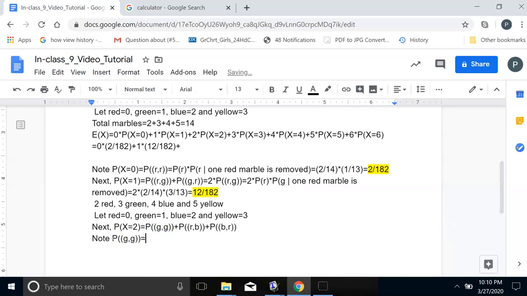So probability of getting green green, we just take this here, the template, paste it. The probability of getting a green on the first one times probability of getting a green on second, given that 1 green is removed. Okay, so probability of getting a green, there's 3 greens, so it'll be 3 out of 14 times, probability of getting a green on the second one, given 1 green's removed, so there's 2 greens left, there's 13 marbles. This will be 6 out of 182.